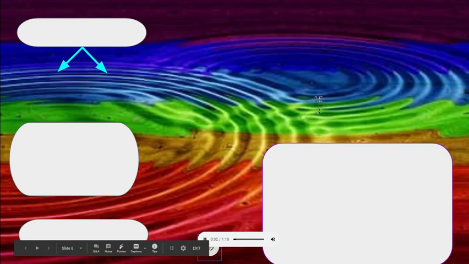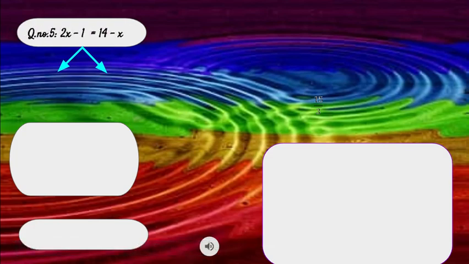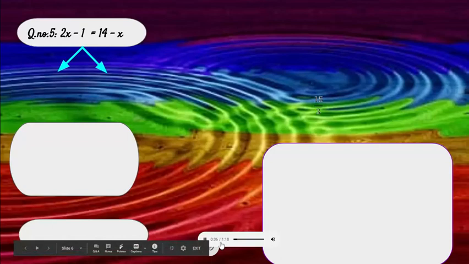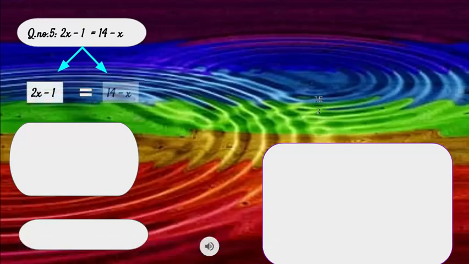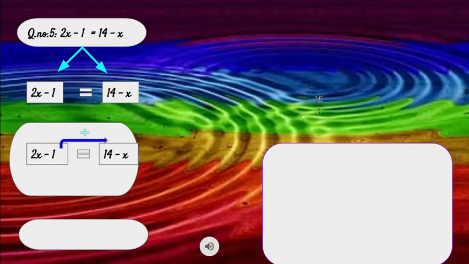Now question number 5. 2x minus 1 is equal to 14 minus x. Here left side 2x minus 1 and right side 14 minus x. From left side minus 1 move to right side. Minus 1, it will change plus. From right it will come minus x as plus x. Now see 2x plus x is equal to 14 plus 1.